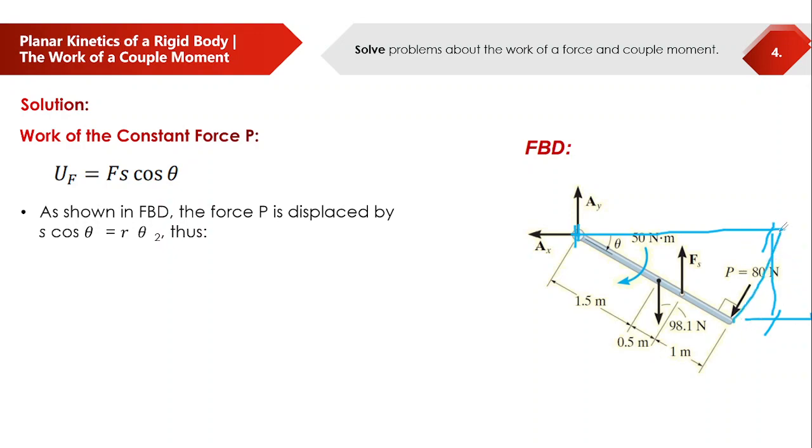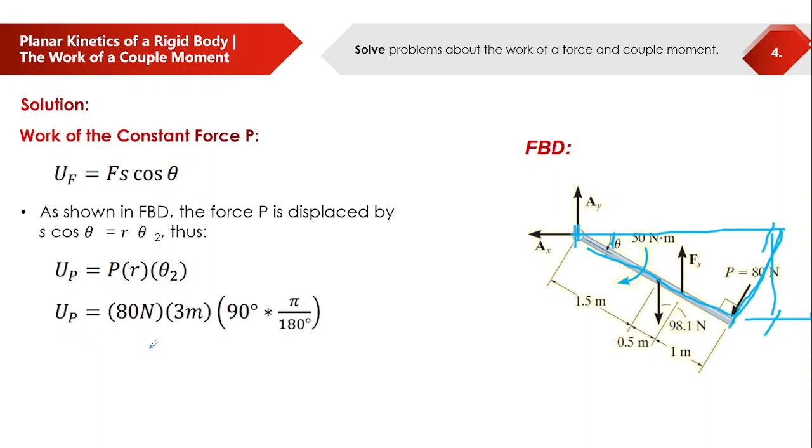Okay? Take note that this is only computed using the arc length formula. That will be length of the bar times the theta. Okay? So, thus, P times R times theta sub 2. Okay? So, that will be 80. Okay? Length of the bar is 1.5 plus 0.5. That will be 2. Plus 1 meter, that will be 3.